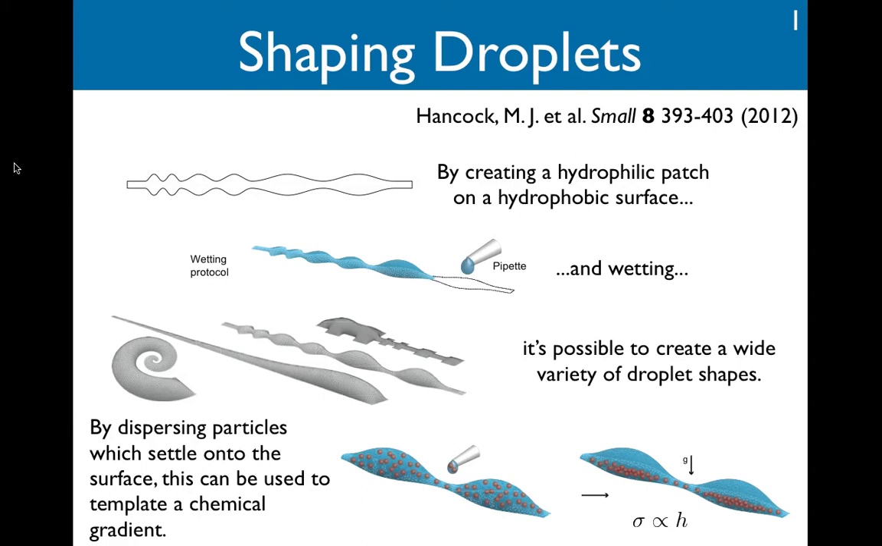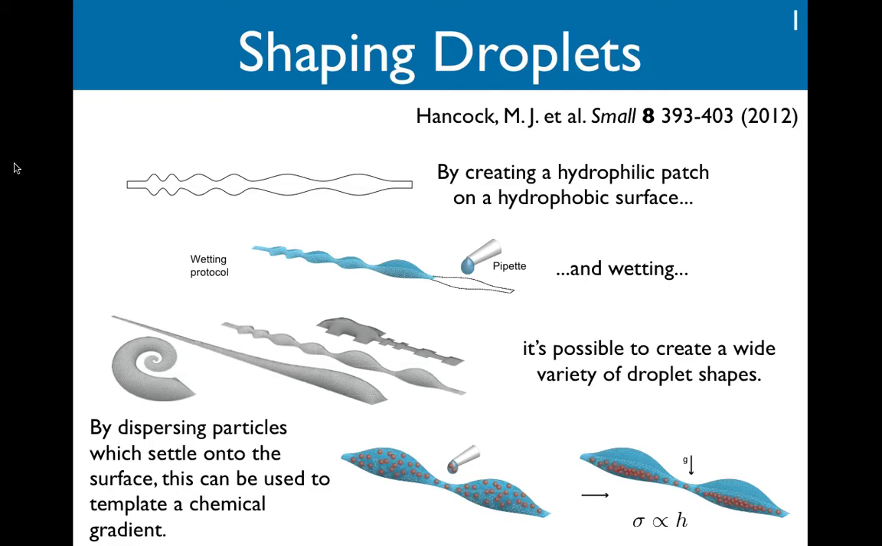The idea is, what if instead of taking a uniform surface, we take a hydrophobic surface and create a small hydrophilic patch in the surface? If we then pipette some water on it, the water will want to stay within the hydrophilic patch, providing it's not too big, and so we'll create a very complicated, potentially interesting droplet shape.